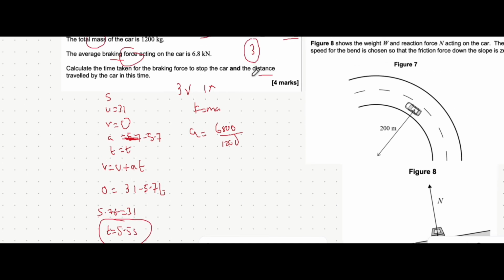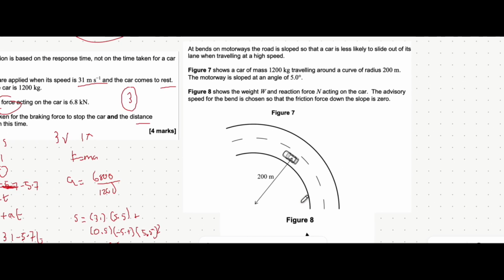Actually, sorry, it's also asking for the distance traveled by the car. We can also find s using the variables u, v, and a. An even easier way, you can use s equals ut plus a half at squared. Let's write out u times t, plus a half times the acceleration that we found before, minus 5.7, multiplied by the square of the time, 5.5 squared. All of that will equal 85 meters on your calculator. And so that's your final answer.